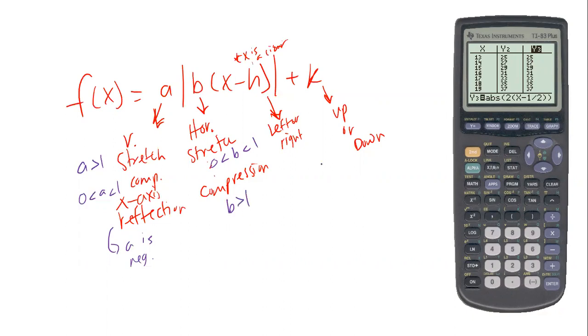And then left or right is what it is. Left is going to look like it looks like a plus. Right, it looks like a negative. Up is plus, down is negative. A is negative.